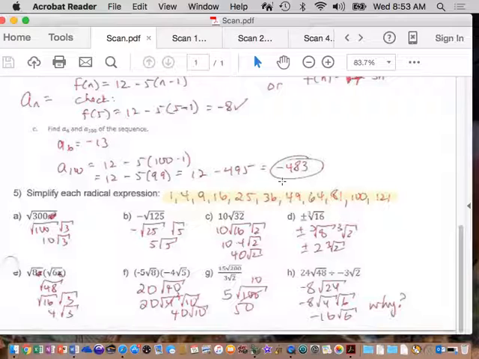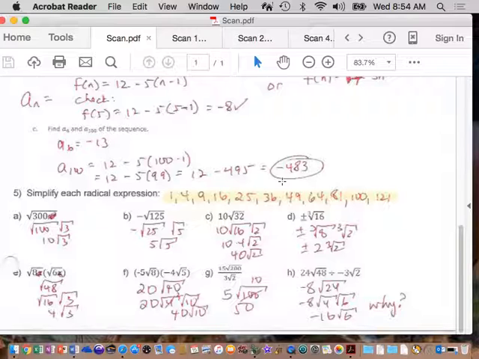Okay? Now, simplifying each radical expression. This is the next topic that we have had difficulty with from the last test. The first thing we had was sloppy factoring. Not unintelligent factoring, sloppy factoring. No quick mental checks, no looking for common factors.